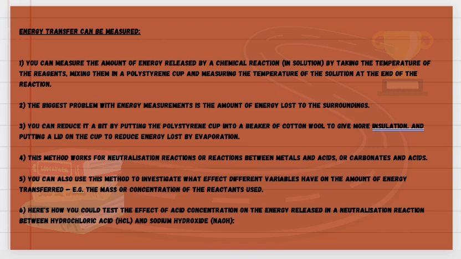The biggest problem with energy measurements is the amount of energy lost to the surroundings. You can reduce it a bit by putting the polystyrene cup into a beaker of cotton wool to give more insulation, and putting a lid on the cup to reduce energy lost by evaporation. This method works for neutralization reactions or reactions between metals and acids, or carbonates and acids.